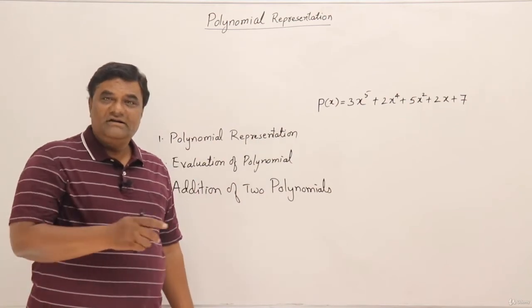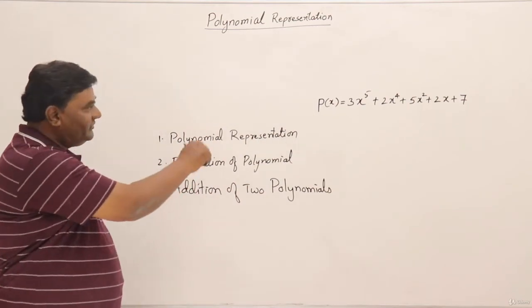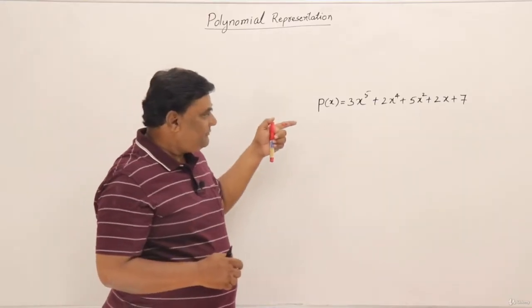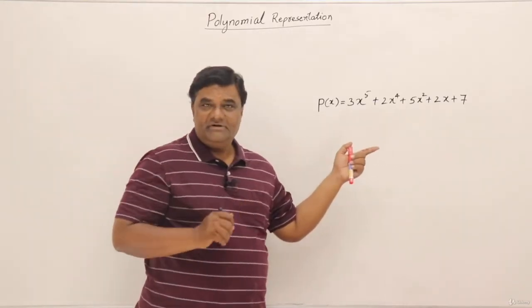Let us look at the representation of a polynomial. Let us learn how to represent this one. See, this is the polynomial that we write using pen and paper.